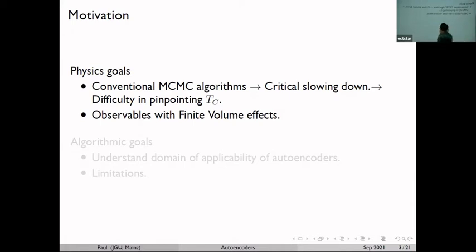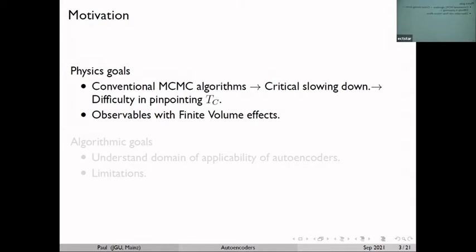But then again, computing the observable is also a real pain because of long range correlations existing in the system. So it becomes difficult to pinpoint the critical temperature. Exactly. So this is the first physics goal that we aim to achieve.